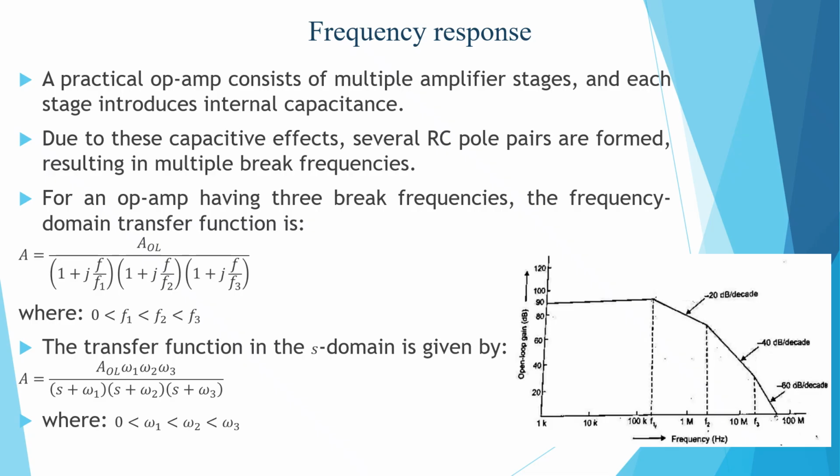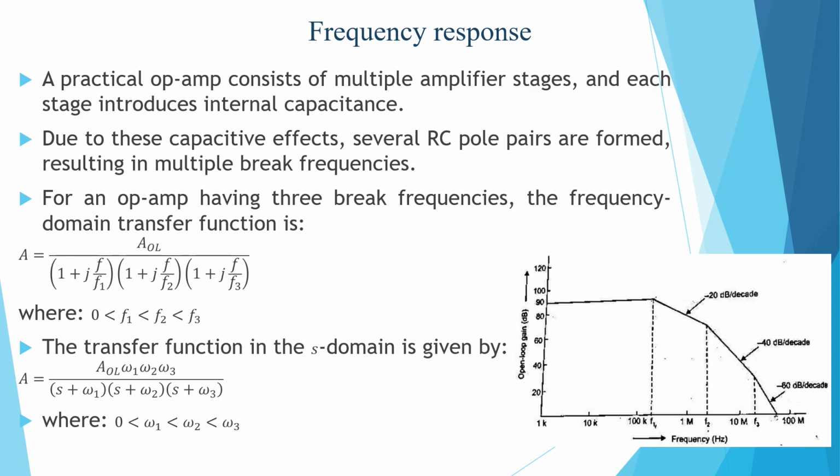The practical op-amps are made up of several internal amplifier stages rather than a single stage. Each stage contains parasitic capacitance due to transistor junctions and internal circuit layout. These capacitances combine with resistive components to form RC networks, which introduce poles in the frequency response. Because multiple stages exist, a practical op-amp has multiple break frequencies or corner frequencies. The overall gain of the op-amp is therefore affected by all these poles, resulting in a multi-pole transfer function.